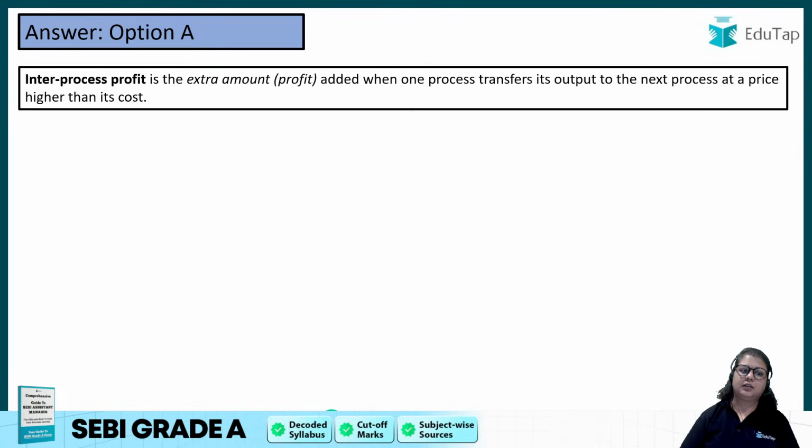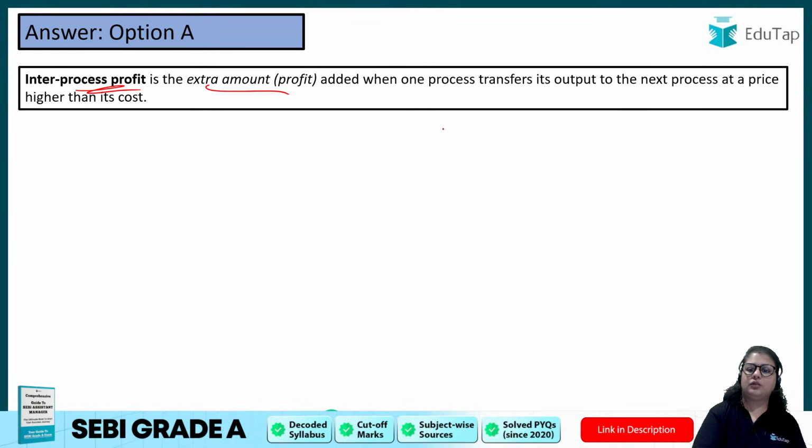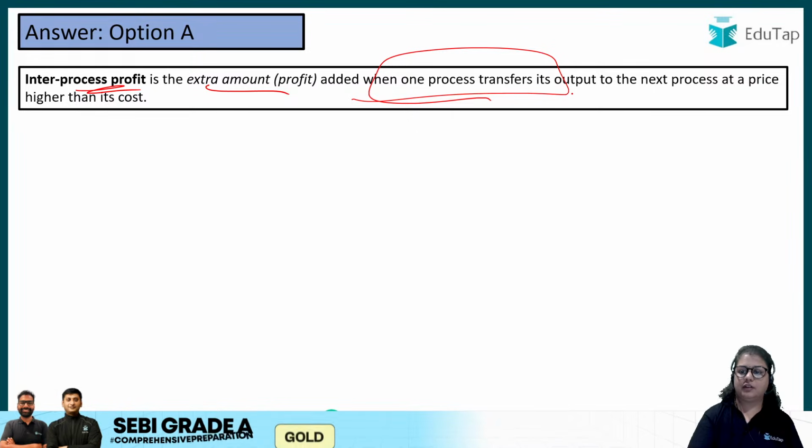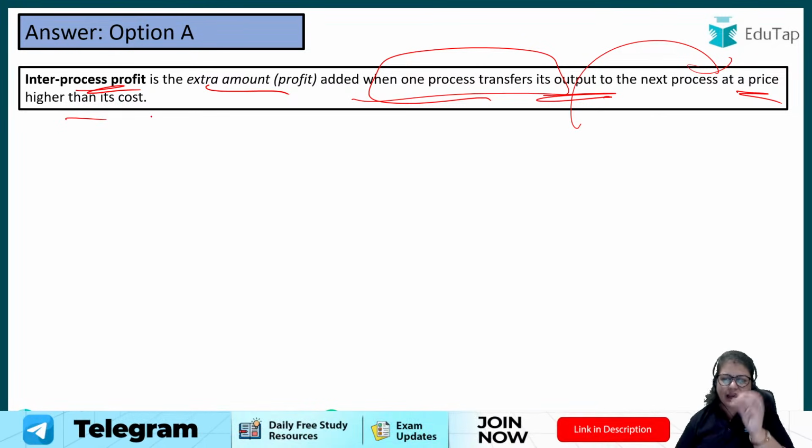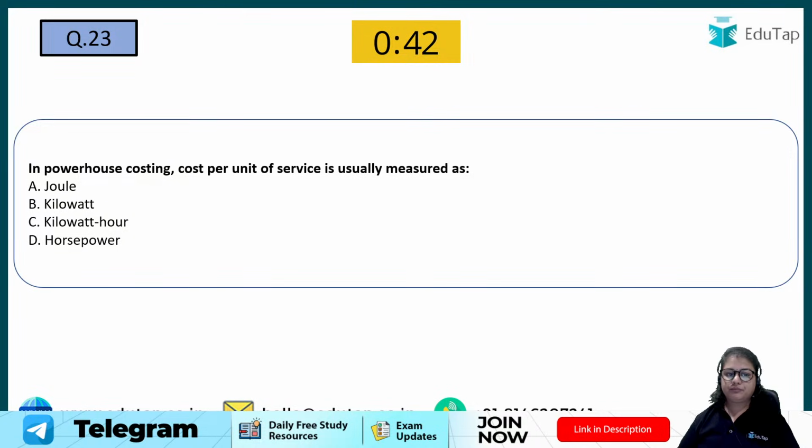It is also known as inter-process profits. Okay, the extra amount added when one process transfers its output to the next process, but at a price higher than its cost. So we will add some value to the cost. ठीक है? Easy. बड़ा ही छोटे छोटे concepts हैं, but you should know it.